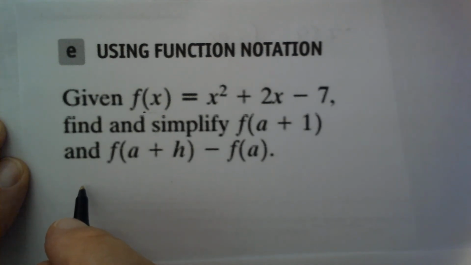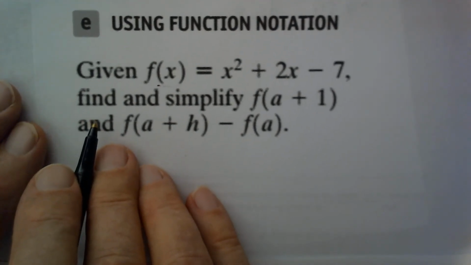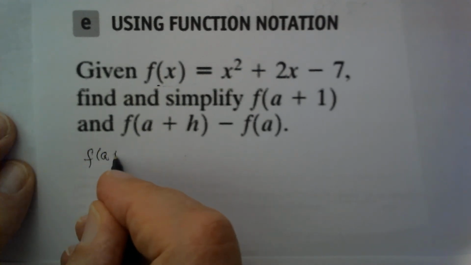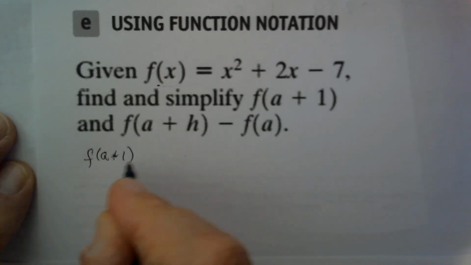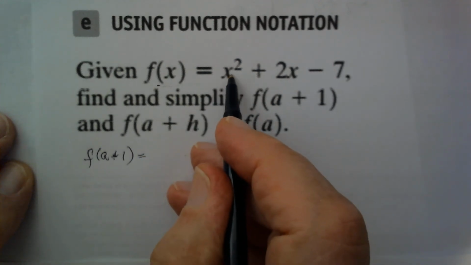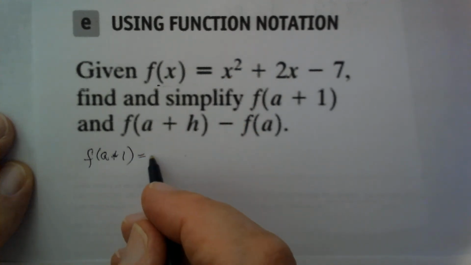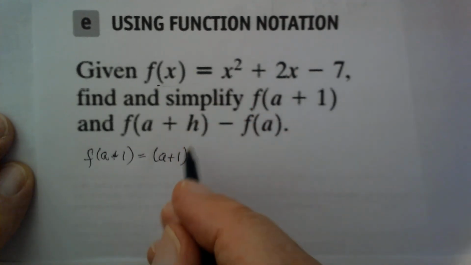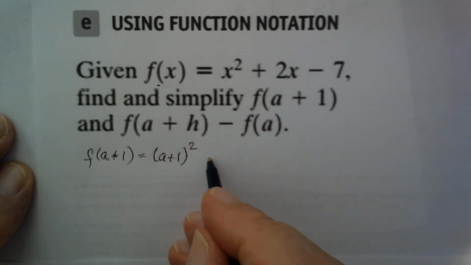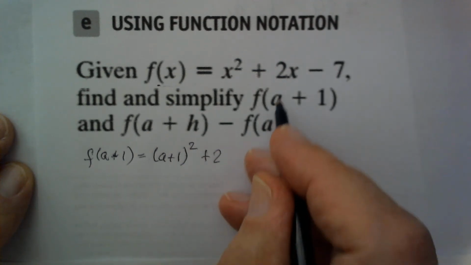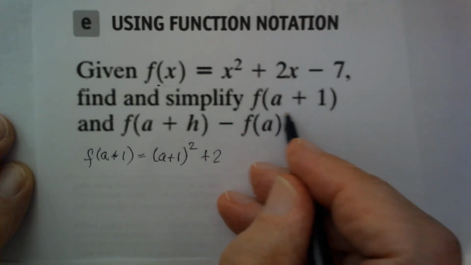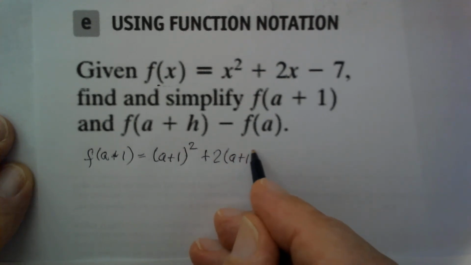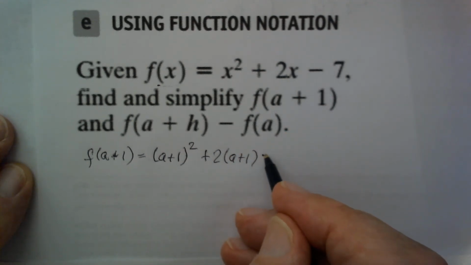So f of a plus 1 means we replace this x with a plus 1. So it becomes a plus 1, but it is squared. So it's a plus 1 squared plus 2 times, and here's another x, so we replace it with a plus 1. And then we have our constant term minus 7.